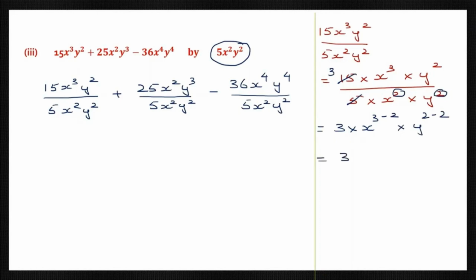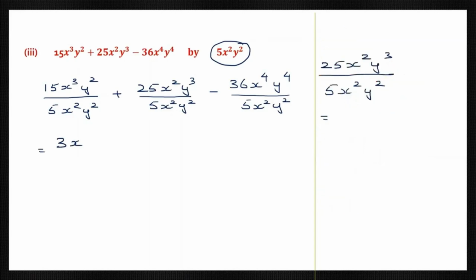So this is 3 into x to the power of 3 minus 2 is 1 into y to the power of 2 minus 2 is 0, which is 3 into x into 1, which is 3x. So the first one, you've got it as 3x. Now let's go on to the second one.